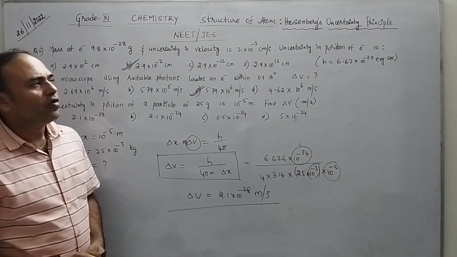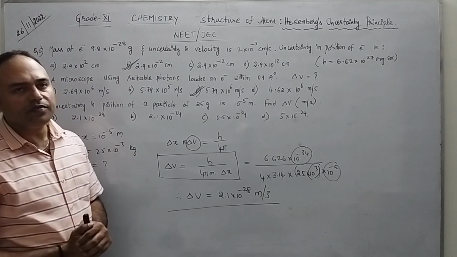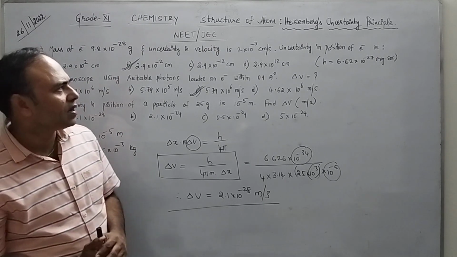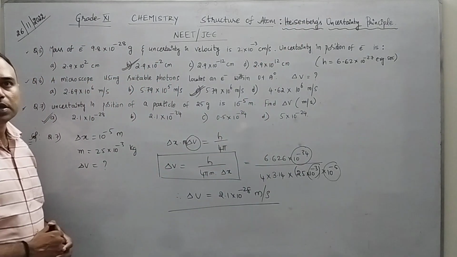Using this we can identify the dual nature of an electron, that is, both particle as well as wave nature. This was given by Werner Heisenberg in 1927. Hope you have understood this. Thank you so much.